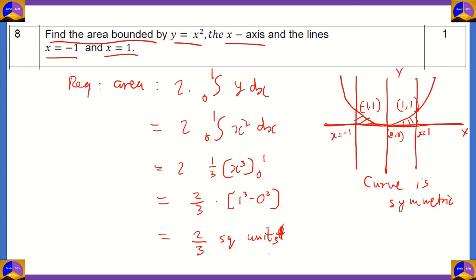In these kinds of questions, it's very important to write the unit at the end, otherwise you'll lose your marks. And the final answer is the answer that they want, since it's a 1-mark question, 2 by 3 square units.